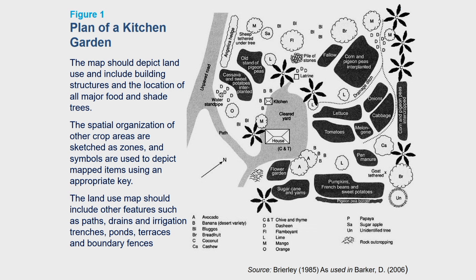This map depicts land use and includes building structures and the location of all major food and shade trees. Spatial organization of other crop areas is sketched as zones, and symbols are used to depict mapped items using an appropriate key. And the land use map should include other features such as paths, drains and irrigation trenches, ponds, terraces and boundary fences. So, you have the legends here, the keys that help you explain the kitchen garden map.